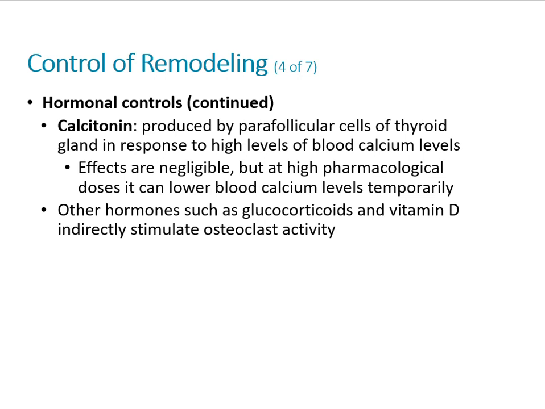So calcitonin, that's produced by the parafollicular cells of the thyroid gland in response to high levels of blood calcium, can sometimes help out with things like hypercalcemia, but it's not overly used. It's not used a lot in the human body. It's not a major hormone of blood calcium control. Our body actually uses other hormones like glucocorticoids and vitamin D to help indirectly stimulate osteoclast activity where parathyroid hormone is not present. So calcitonin does exist, but it's not secreted in any large amount in the body.